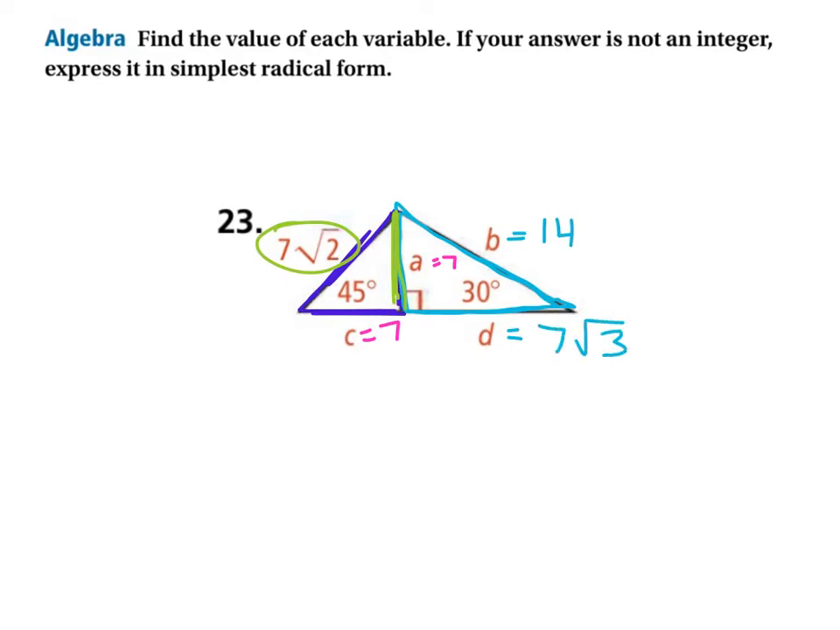So now we know that A is equal to 7, B is equal to 14, C is equal to 7, and D is equal to 7 square root of 3.